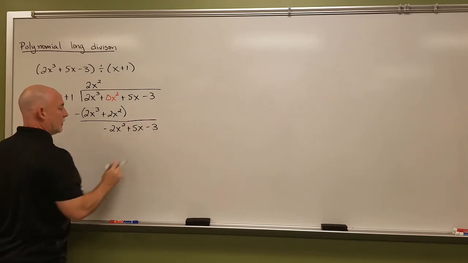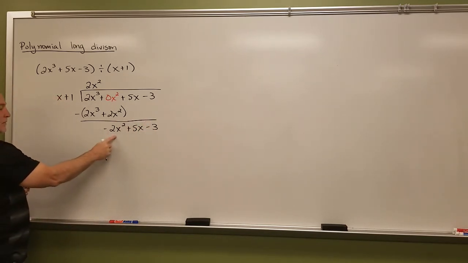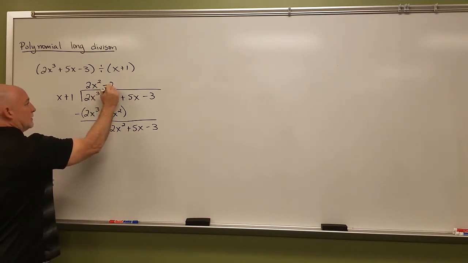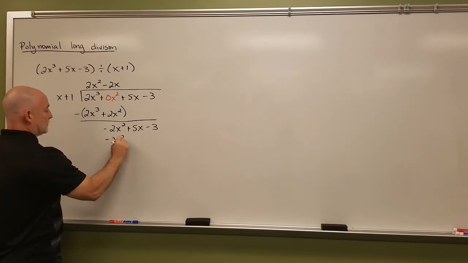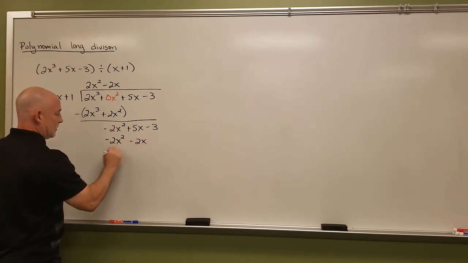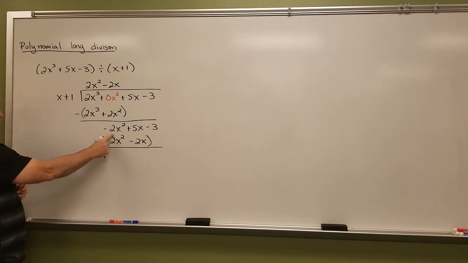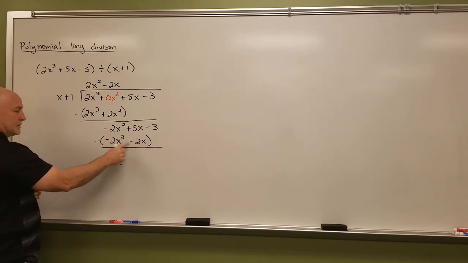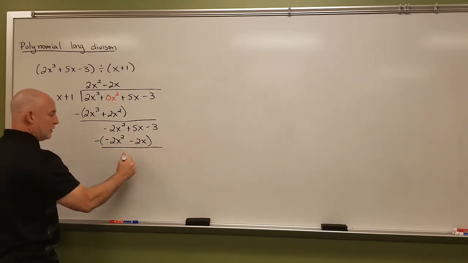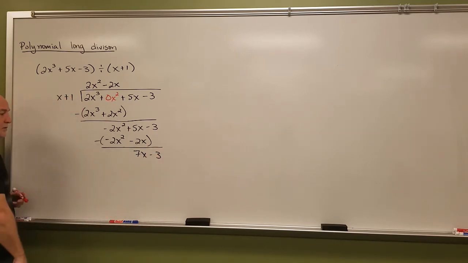So let's go all the way in there. And then repeat. What do I have to multiply x by to be negative 2x squared? Well, that'd be a negative 2x. Distribute. Negative 2x squared minus 2x and subtract. Negative 2x squared, take away negative 2x squared is nothing. 5x minus a negative is a plus, so 5x plus 2x is 7x. Bring down the next piece.